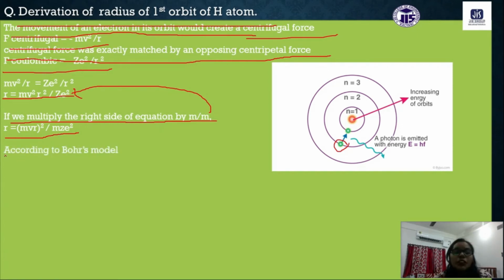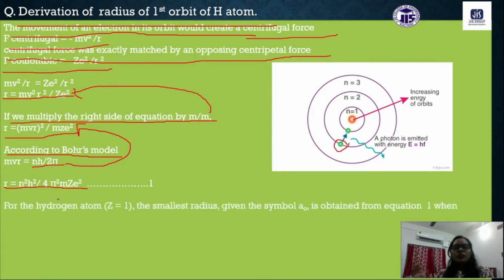So according to Bohr's model, look, this mvr, that is angular momentum of the electron, as I told you, equals to nh by 2 pi. If we put this nh by 2 pi value here in this equation, what will happen? r equals to n square h square by 4 pi square m z square.